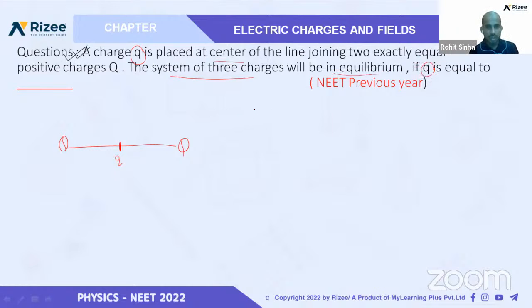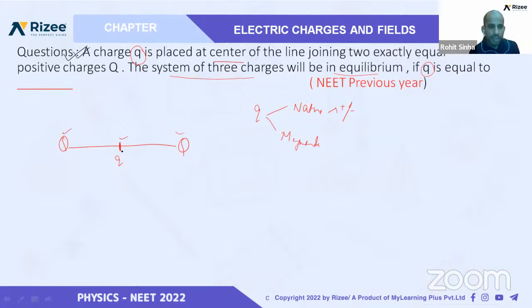In this type of question, it is asked about two things. First, the nature, whether it will be positive or negative, which you have to determine. Second, the magnitude in terms of the given charge. So first, let us discuss the magnitude. For the system to be in equilibrium, the net force on each of the charges should be zero.